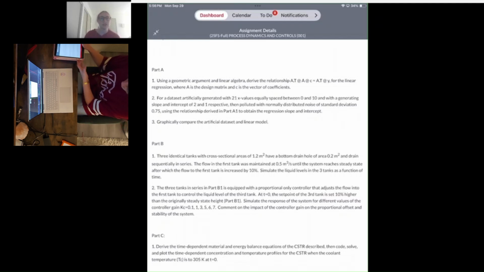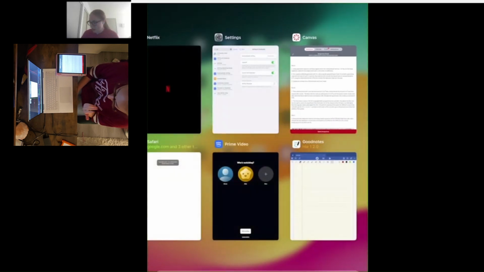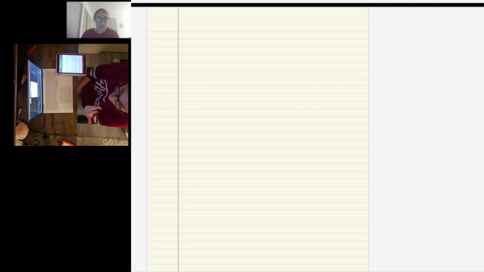So it says using a geometric argument for linear algebra, we're going to derive the relationship between A transpose times A times C is equal to A transpose times Y, for linear regression, where A is the design matrix and C is the vector of coefficients. So let's do our drawing portion of this.